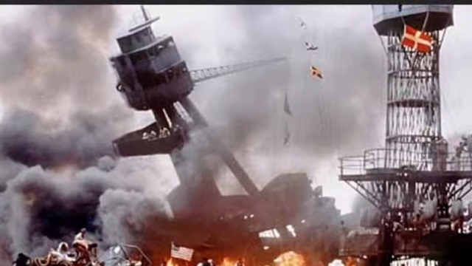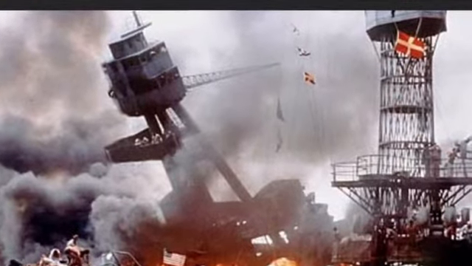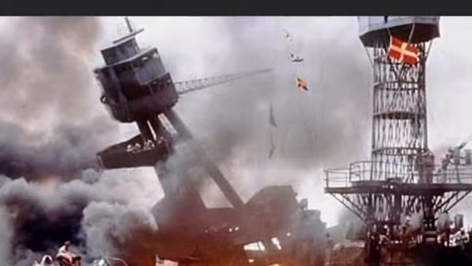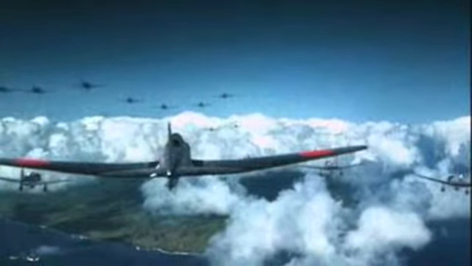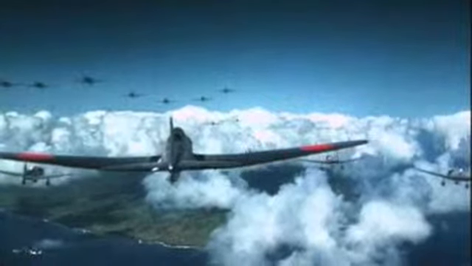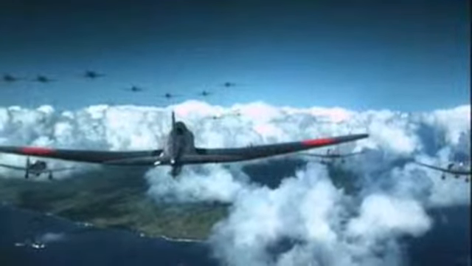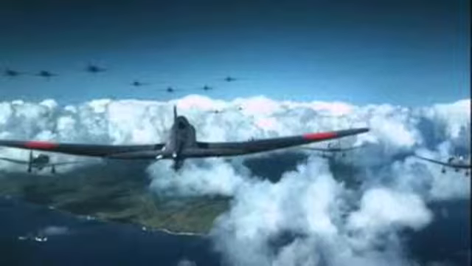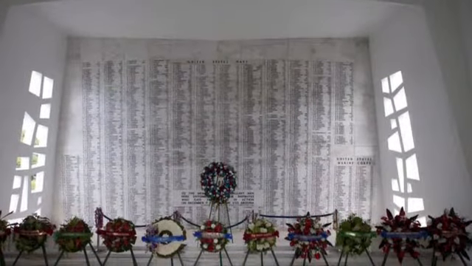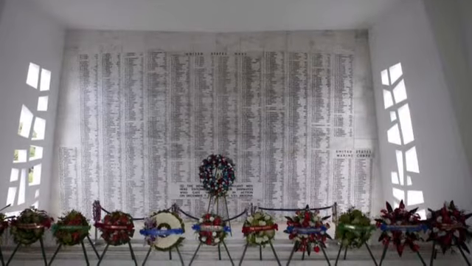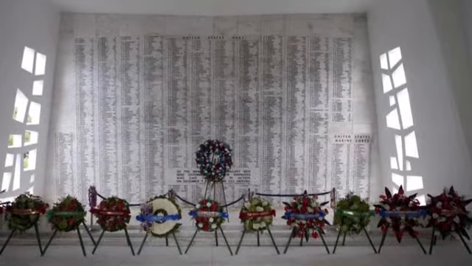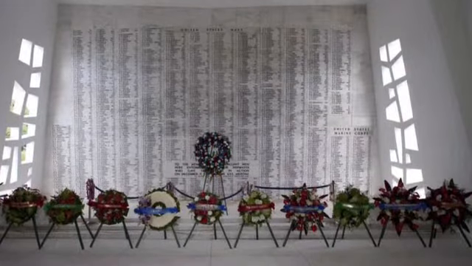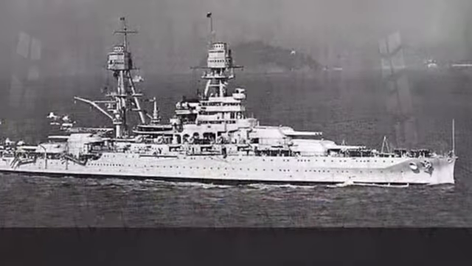For 2 hours, the Japanese bombed the battleships in the surrounding areas. The attack consisted of 2 waves of absolute horror, in which 18 ships, including all 8 battleships in the Pacific Fleet, and over 350 aircraft were destroyed or damaged. Worst of all was that by the end of the attack, over 3,500 Americans were killed or wounded. At least 1,177 lives were lost on the Arizona alone.